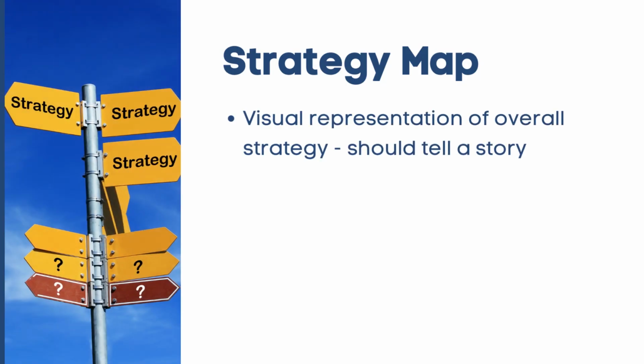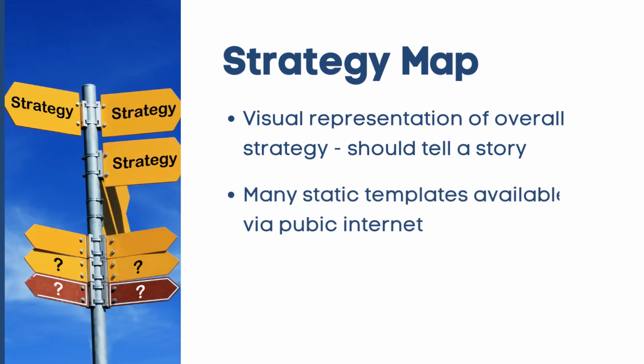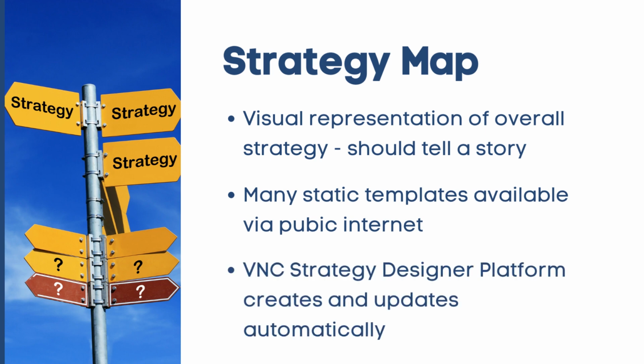First of all, what is a strategy map? A strategy map is a visual representation of an organization's overall strategic goals and how they relate to one another through KPIs and actions. It should tell your story all on one page. There are several static templates that represent what we're talking about here that you can find on the internet to download. A strategy map is created within our strategy designer platform at the very beginning of your strategic planning process and is used as the primary reference material throughout the entire process from foundation through execution and beyond.